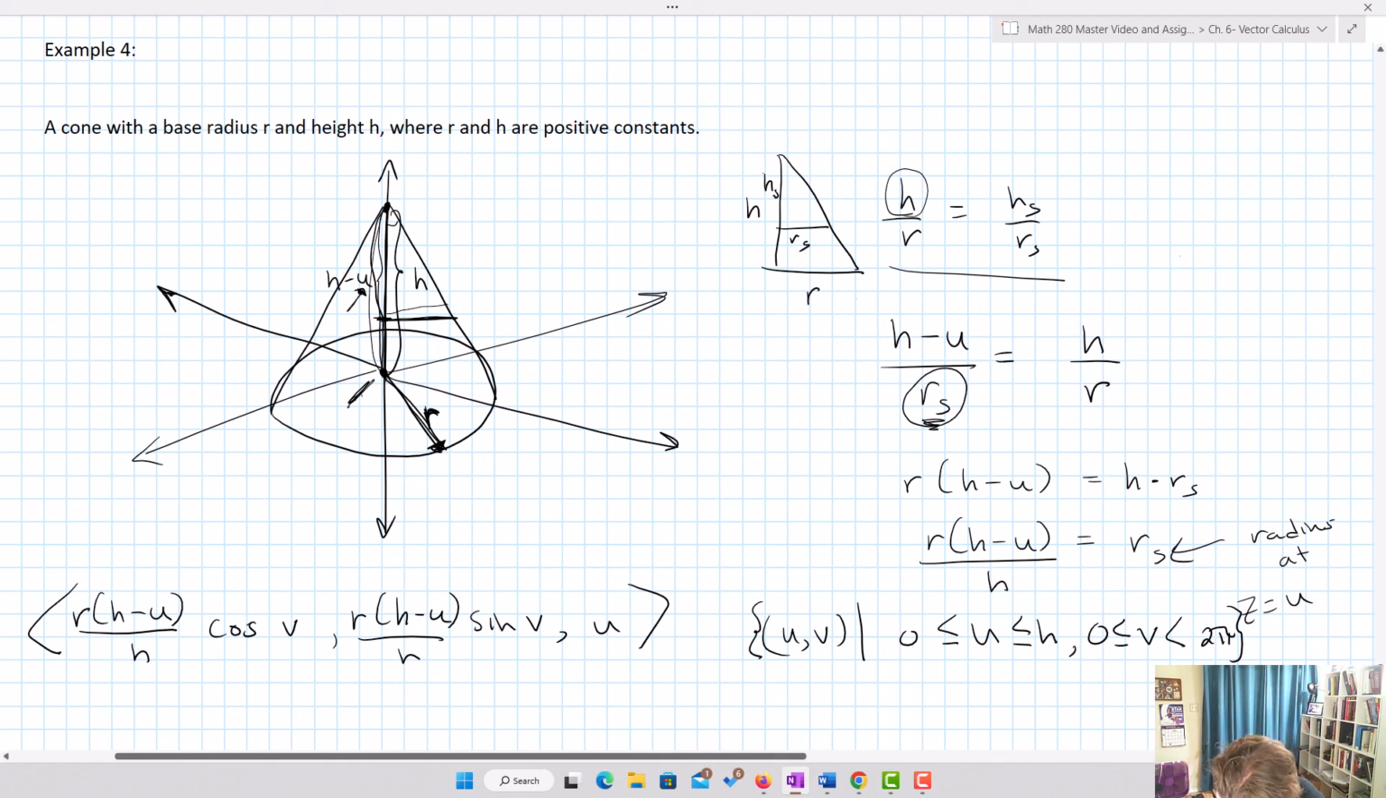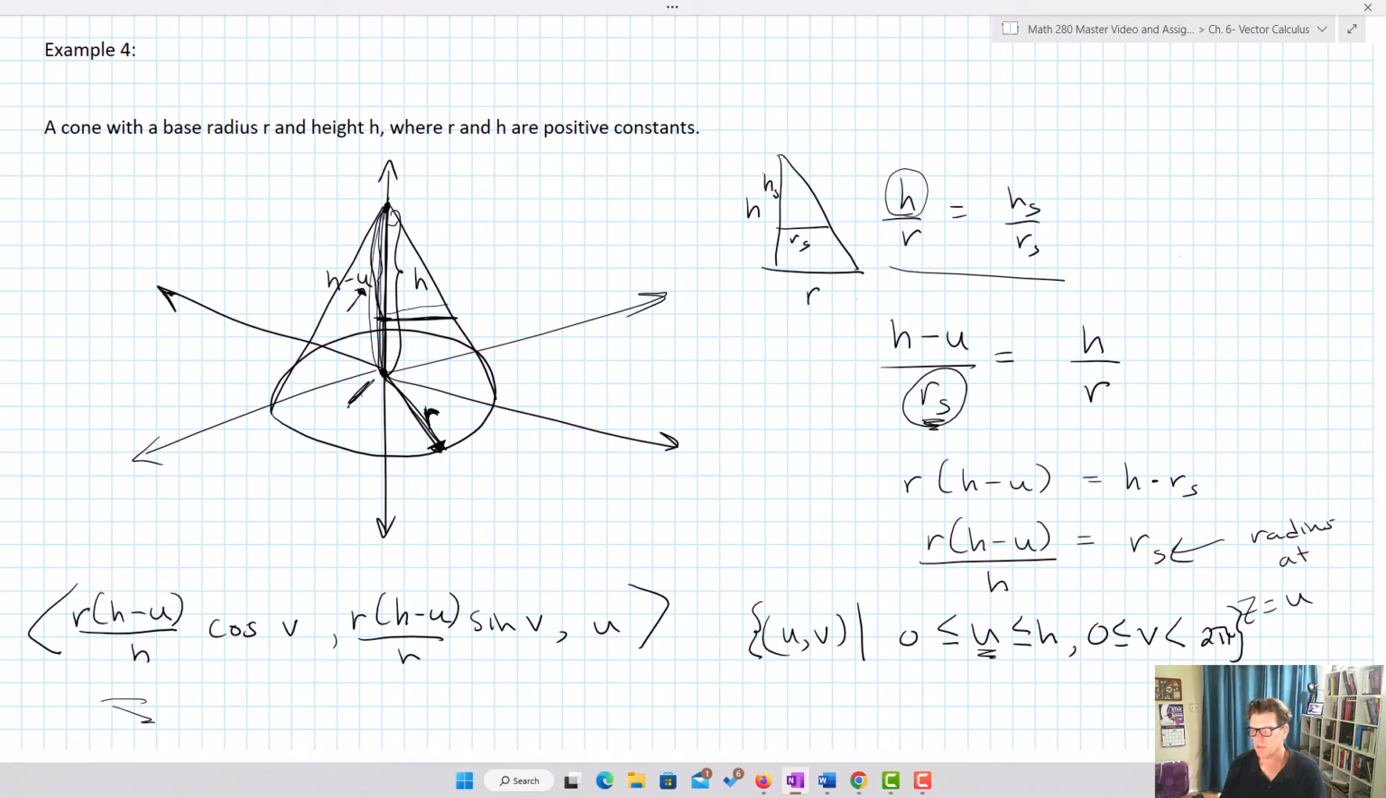So our U now represents my height. It's going to go from 0 up to H, and then the radius is going to be changing. It's going to get shorter and shorter and shorter as we move up in the Z direction. The reason this looks so different is because that cone's actually flipped. Remember the other cone that we had was flipped upwards. In this one, our radii are getting smaller as we move up in the Z direction, and that's actually why you have the minus U right there.